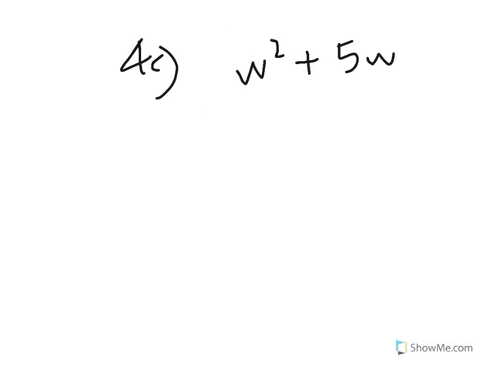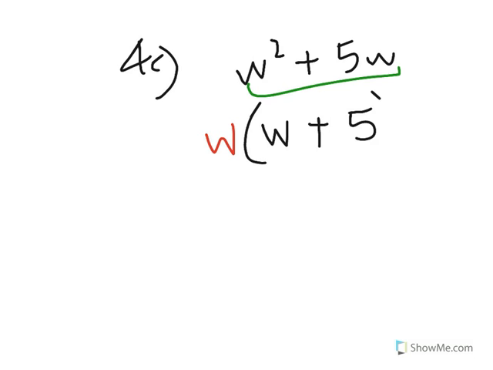Okay, so in 4c, you're being asked to factorize w squared plus 5w. Now all factorizing is taking the highest common factor between these two terms and dividing each term separately by that highest common factor. So in this case, what is the highest common factor? It's nothing but a w. So w squared divided by w is nothing but w, and 5w divided by w is nothing but 5. So this is your factorized form.